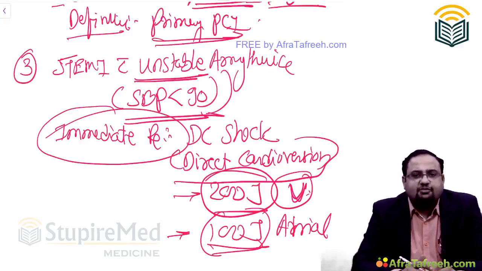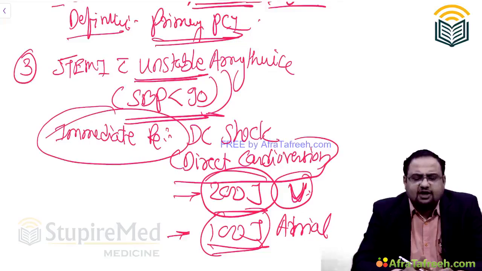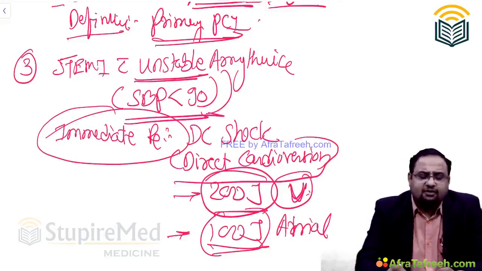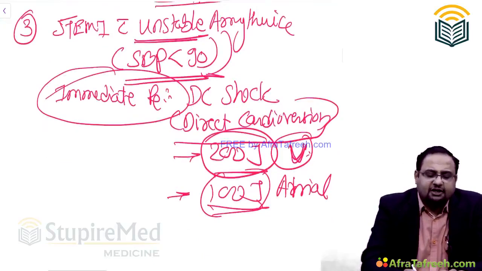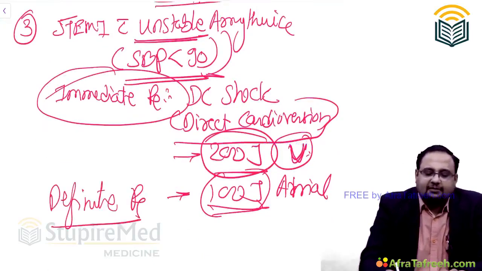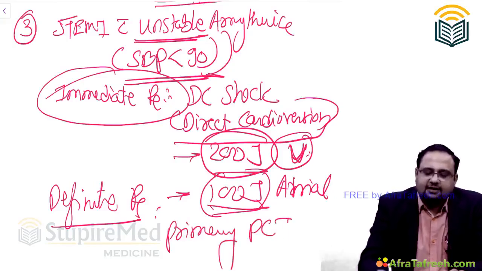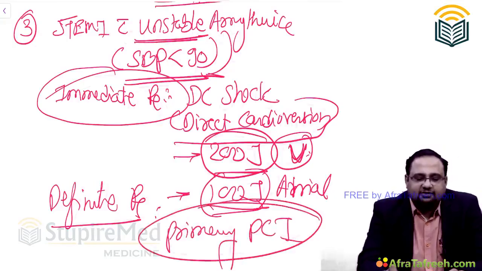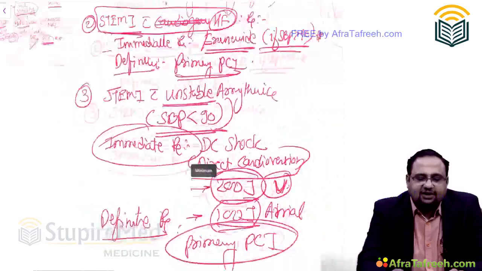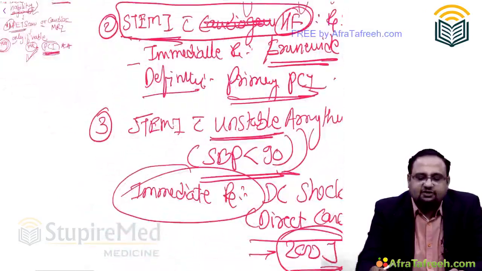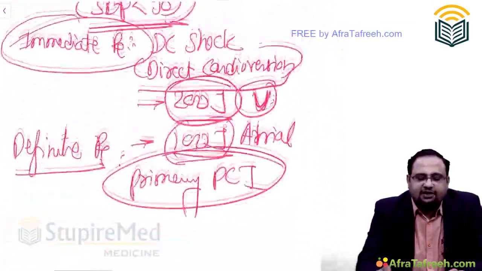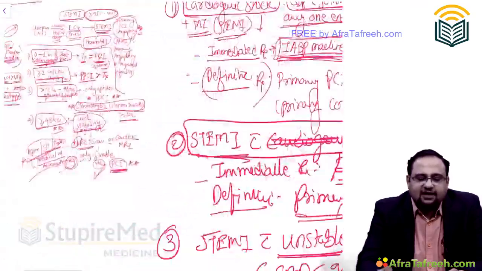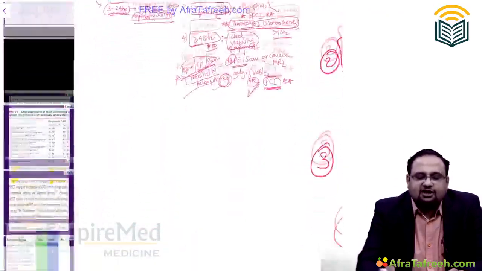So this is a very, very important concept that one should make a note about. Is that so clear, friends? And of course, the definitive treatment is primary PCI. Primary PCI is the definitive treatment to this. Is this clear? So friends, very important, definitive treatment, primary PCI is to be done according to this. Is that so clear, friends?